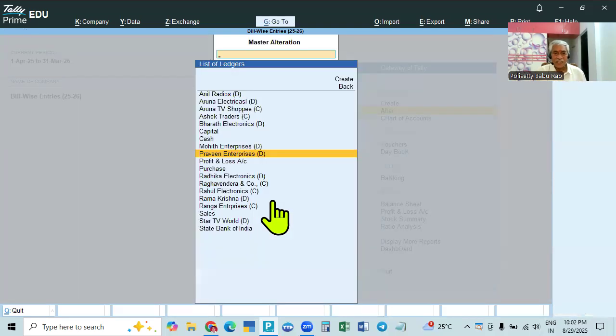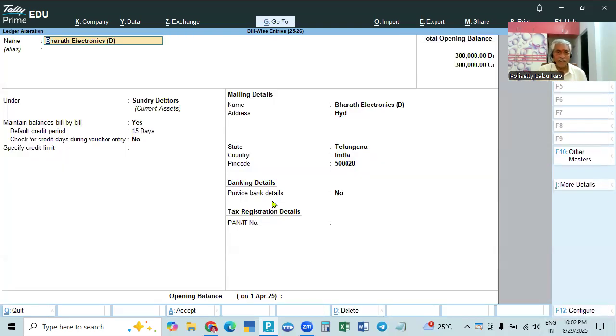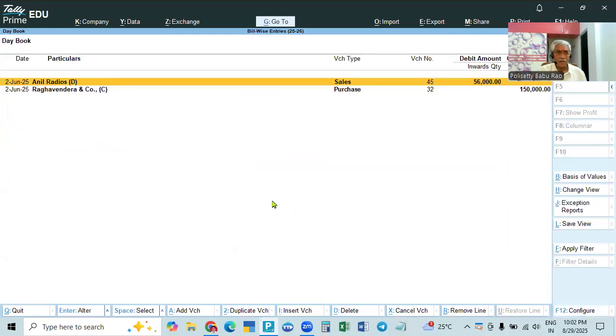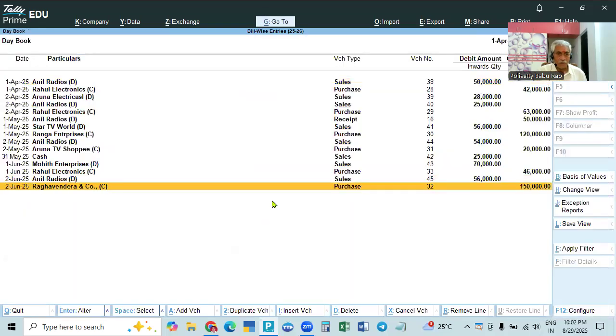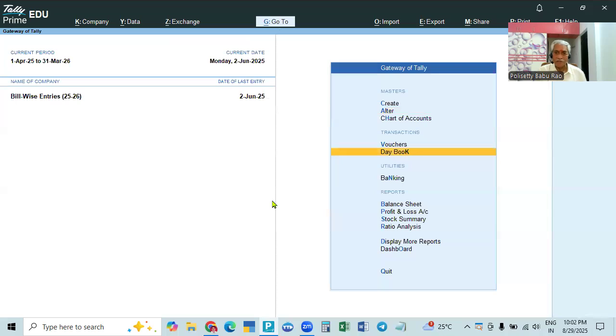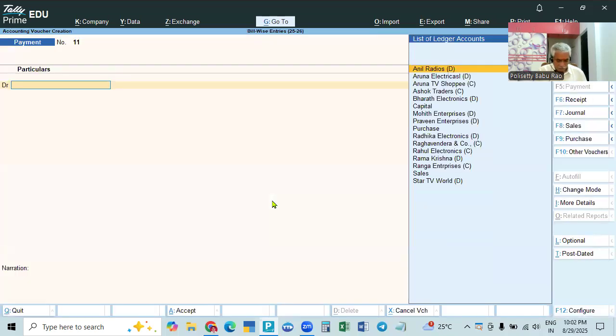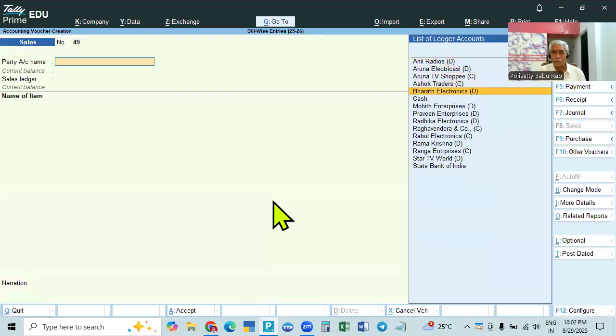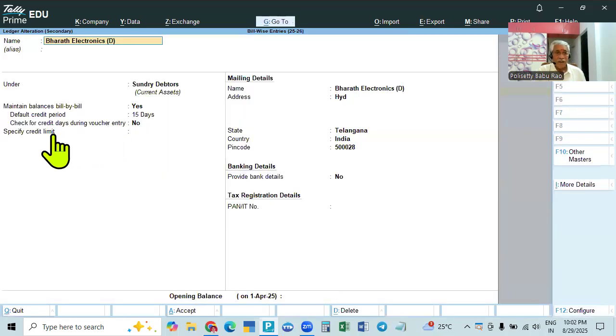Now in this case, in Bharat Electronics, there is no entry at all. So now we will make an entry. Here we made entries up to 2nd June, 1st June and 2nd June. We'll take up the month of July. We will take up the sale on 1st July. So on 1st July, we are making the entry, selling to Bharat Electronics. In Bharat Electronics, specify the credit limit. For example, we specify a 1 lakh limit.